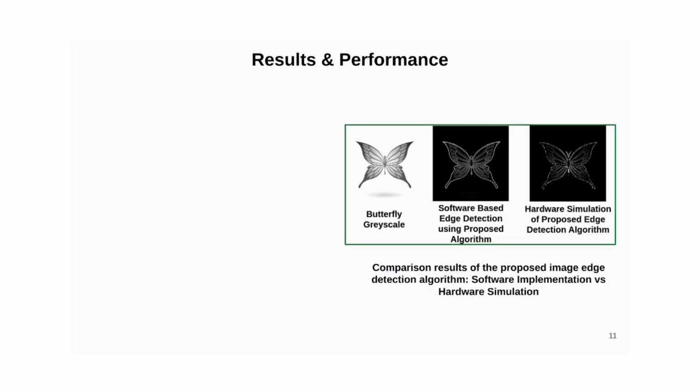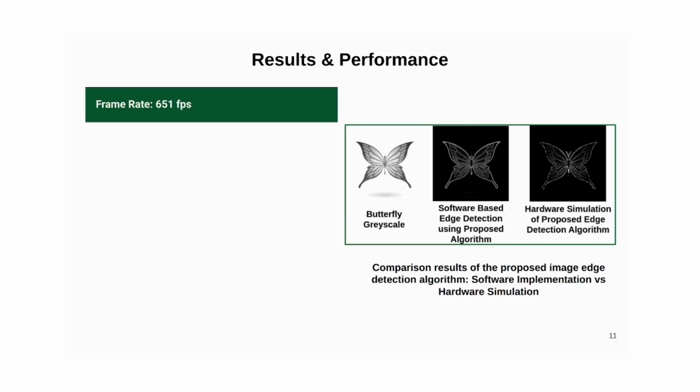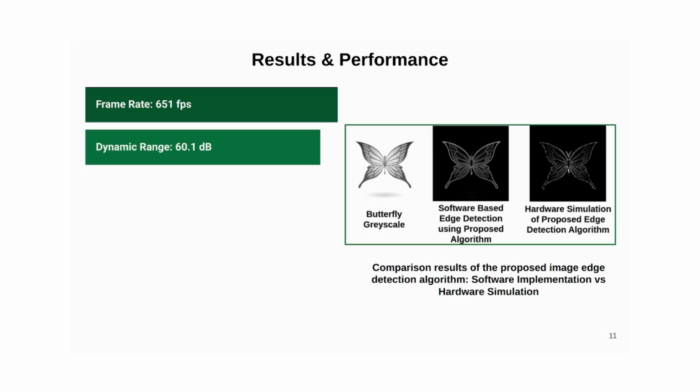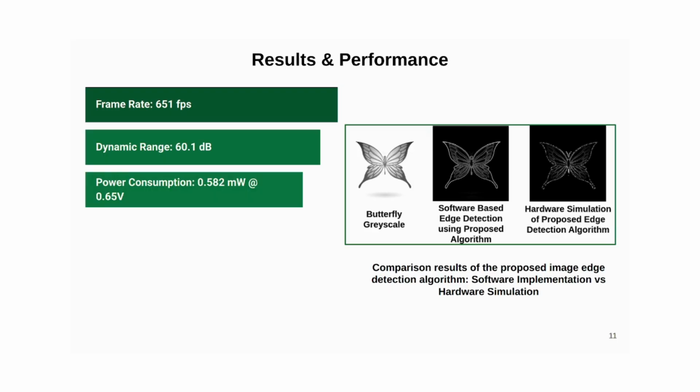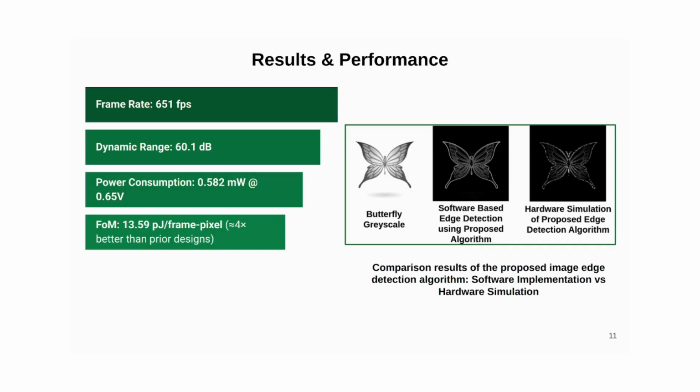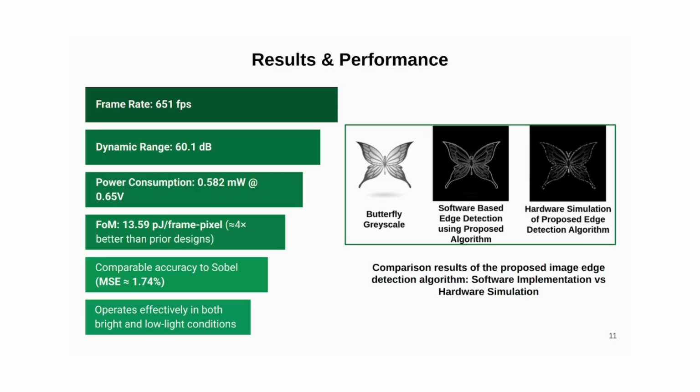Now coming to the key results. Our system achieves 651 frames per second, 60.1 dB dynamic range, and total power of 0.582 milliwatt at 0.65 volt operating voltage. The figure of merit is only 13.59 picojoule per frame per pixel, which is nearly 4 times better than the prior architectures. 8-bit resolution enables higher sensitivity and stable performance under low light conditions. Importantly, the hardware-generated edges match very closely to the software Sobel output, despite consuming dramatically low power.